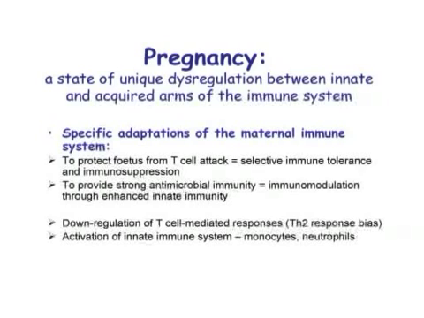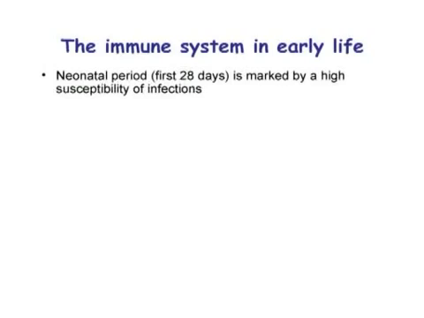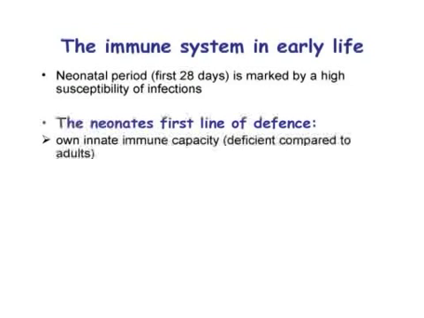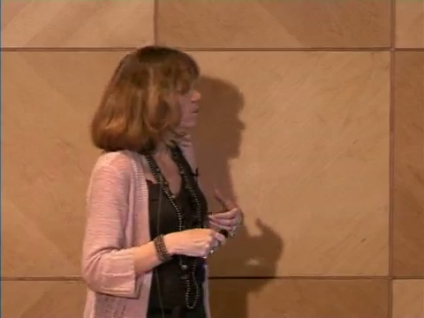So during the process of pregnancy and very close to the time of delivery, you have a huge expansion of cells, such as monocytes and neutrophils, basically to provide this kind of antimicrobial activity. If we look at the immune system in early life, the neonatal period, that's the first 28 days of life, it is marked by very, very high susceptibility to infections. And the first line of defense of the infant is really their own innate immune capacity. So the innate immune system is quite important to them.